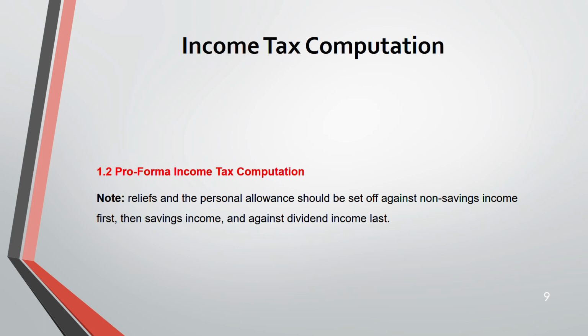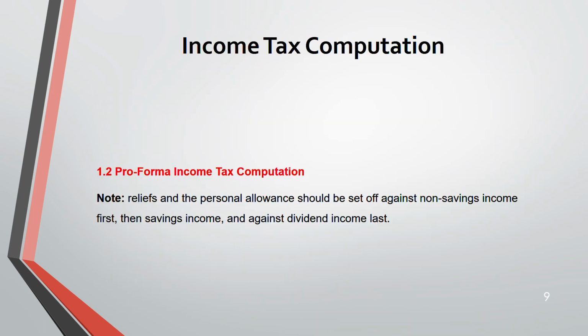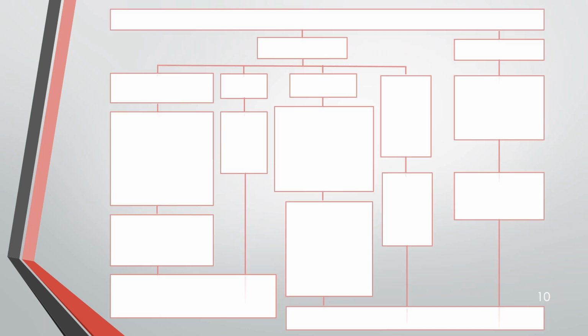Now coming to the notes. Remember, the first note was under reliefs. Any reliefs or personal allowance, first you should set off against non-savings income, then savings, then dividend. There is a reason for it, because this is mostly from the point of view of tax efficiency. You have to pay less tax.